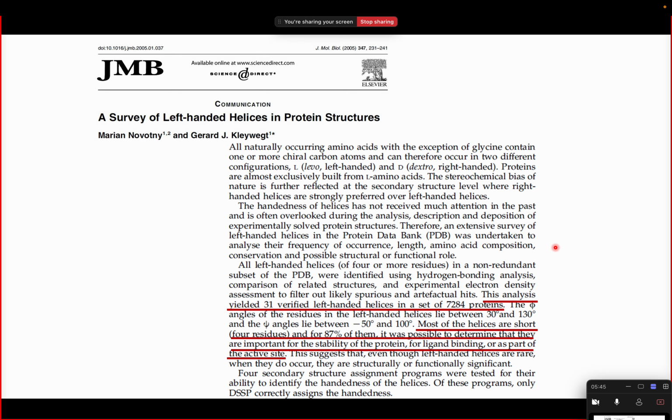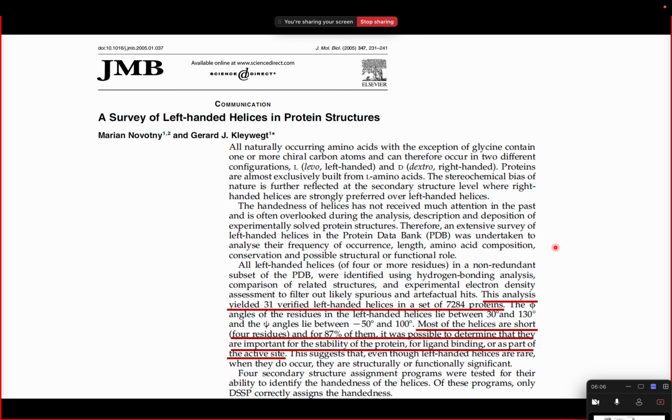So this is an old paper, somewhere around 2005. They actually analyzed all the alpha helices present in the structural database, and then they made this analysis of what sort of alpha helices are predominant. So we'll go through this abstract very quickly.